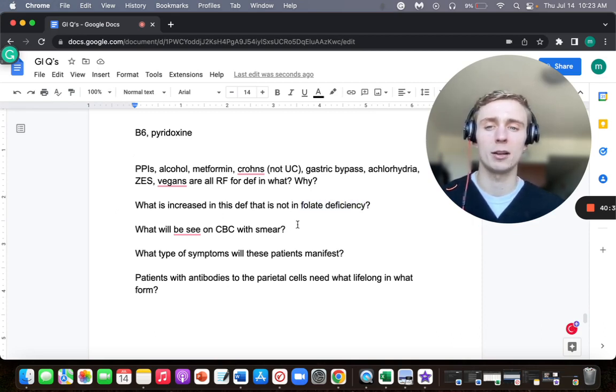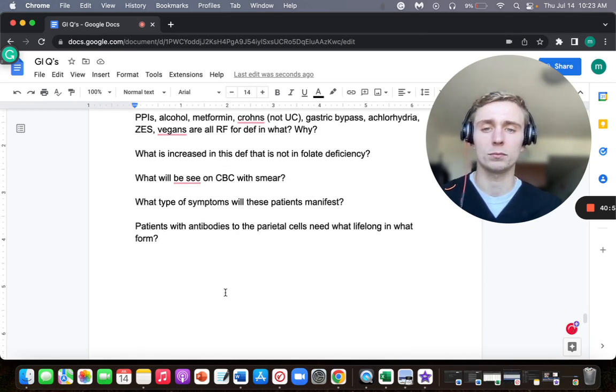There's one specific compound. What will be seen on CBC with smear? A few important pathognomonic findings. What type of symptoms will these patients manifest? And patients with antibodies to the parietal cells need what lifelong in what form? So a few important questions to note here.